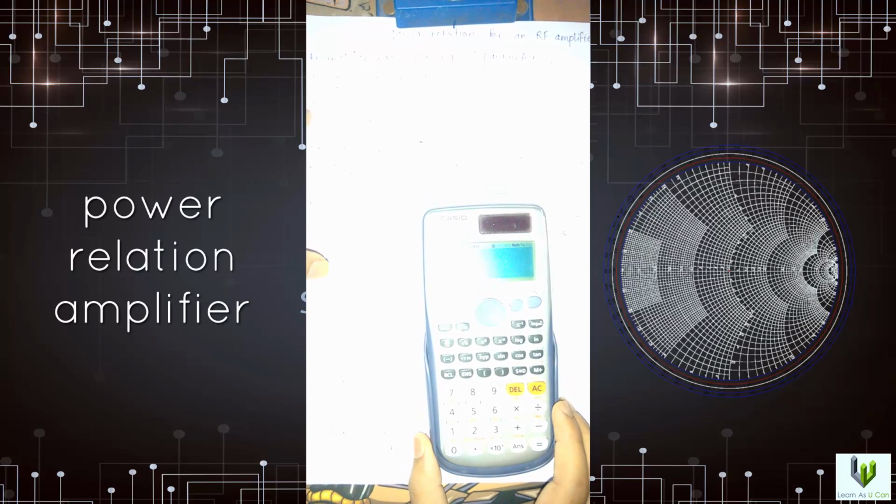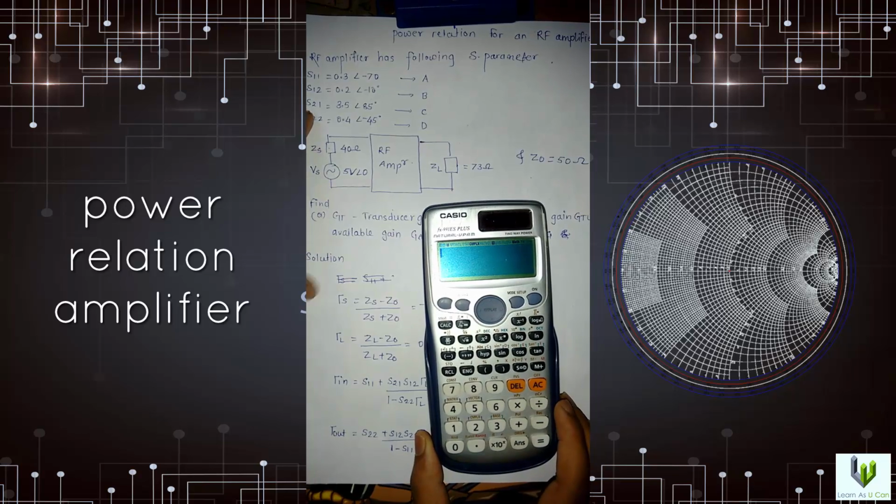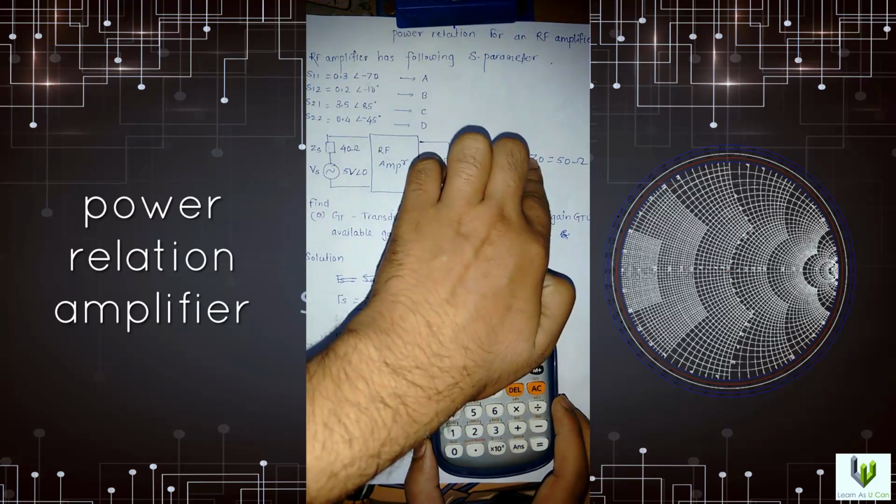Hi YouTube, today I am going to show you power gain relations for an RF amplifier, where the RF amplifier has the following S parameters: S11, S12, S21, S22. ZS is equal to 40 ohm, VS is 5 volt, ZL is equal to 73 ohm, and the characteristic impedance is 50 ohm by default.